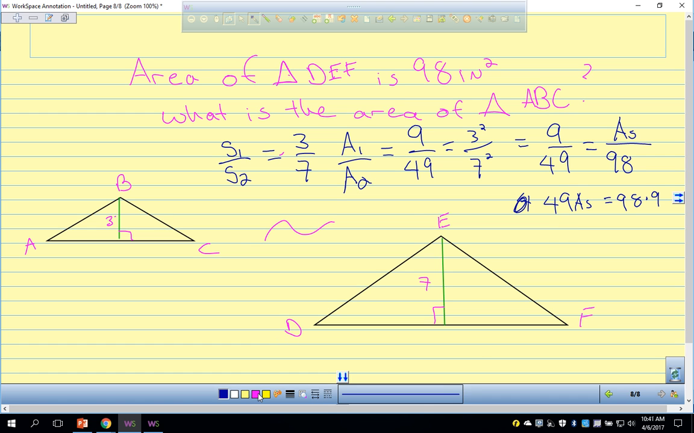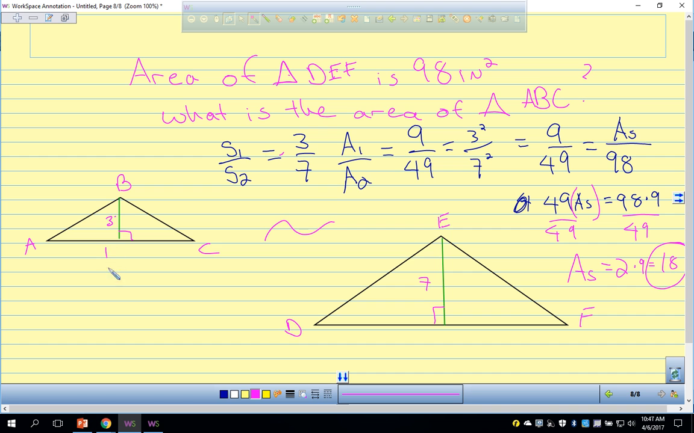What do I do to solve that? How do I get A by itself? Divide both sides by 49. How many times does 49 go into 98? 2. So you get the area of the small is equal to 2 times 9, which is 18. So I don't even need to know what this base is. All I need to know is the ratio of their areas. It's a little tricky.